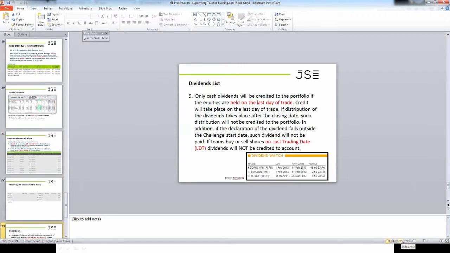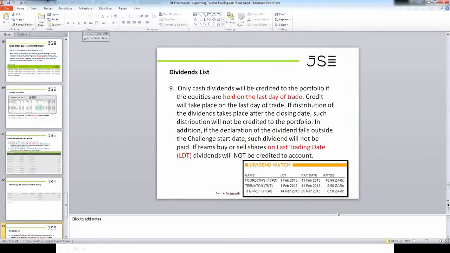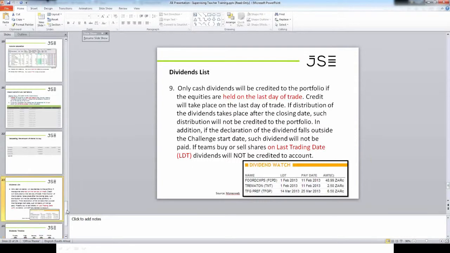If, for example, you buy dividend-paying companies, as long as you're holding it on the last date of trading, on a Friday, it is paid out on the close, and on Monday you will receive that dividend in your account. You are then welcome to sell it on Monday, but the team needs to be holding that company that's going to pay out a dividend on the last day of trading on the Friday. How do they have that on the last day of trading? It means they would have needed to buy it the day before, which would have been Thursday.